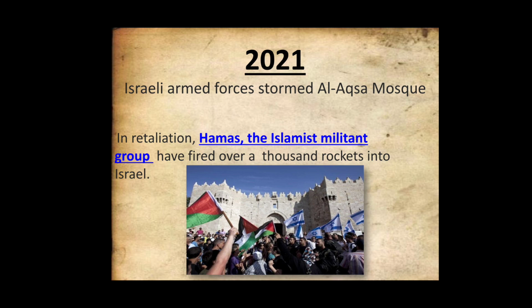On May 10, Israeli armed forces stormed Al-Aqsa Mosque in Jerusalem. In this raid, more than 300 Palestinians were injured. Then, in retaliation, Hamas, the Islamist militant group that runs Gaza, has fired over 1,000 rockets into Israel so far. This has killed 8 people in Israel till now. In response, the Israelis have launched several airstrikes on Gaza, killing over 130 Palestinians, including 9 children so far.